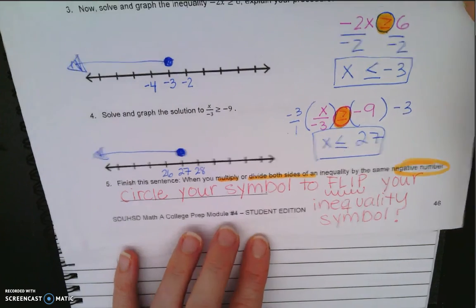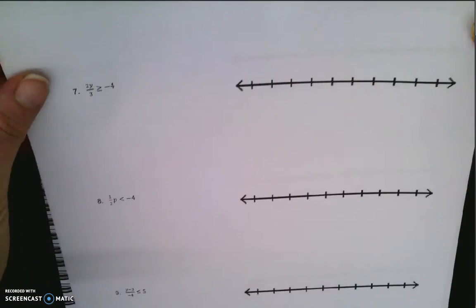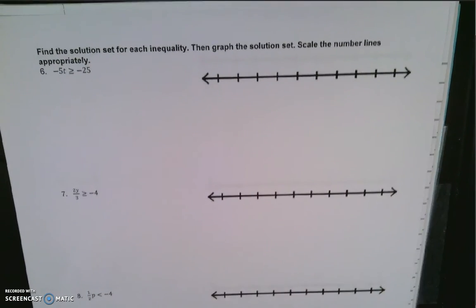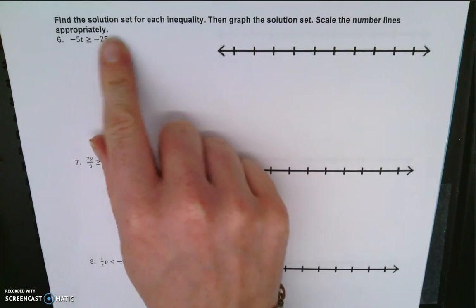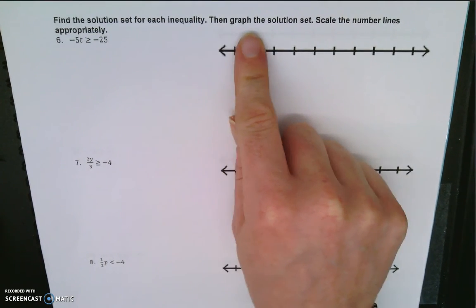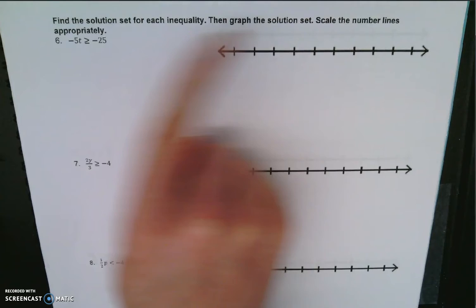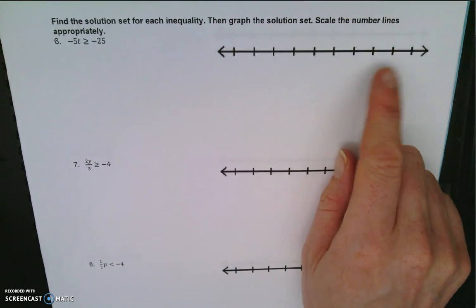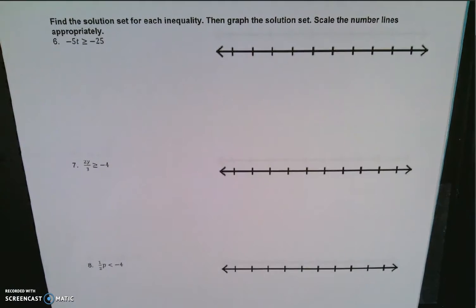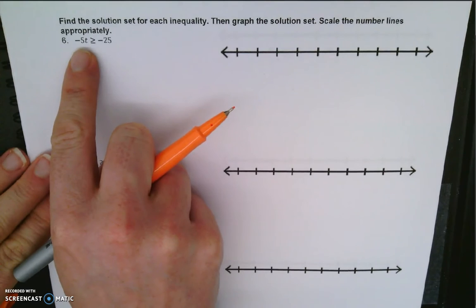Okay, let's turn the page and we'll start working on 6 through 9. So let's track with me while I read the directions, please. Find the solution set for each inequality. Then graph the solution set. Scale the number lines appropriately, meaning we're showing our boundary number, one number bigger to the right and one number smaller to the left. So taking a look, our first goal is to isolate the variable.